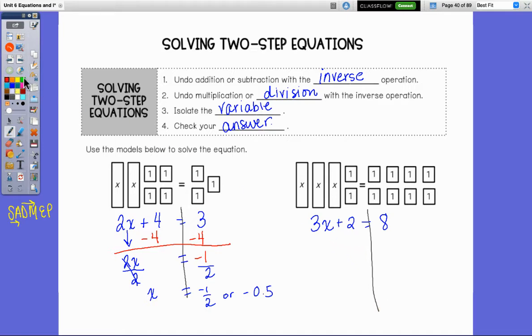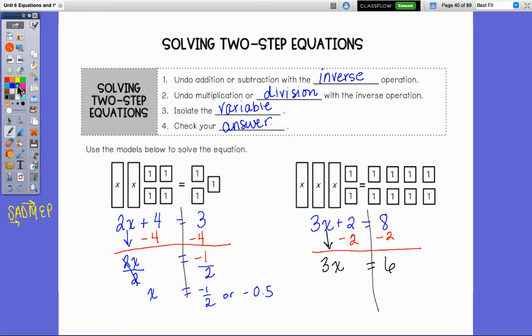We're going to undo the addition or subtraction. So here we have addition. What is the inverse operation? Subtraction. So I'm going to subtract 2 from both sides, because whatever I do to one side, I do to the other. I'm going to bring down my coefficient and variable, and I'm going to solve this part of my problem. 8 minus 2 is 6.